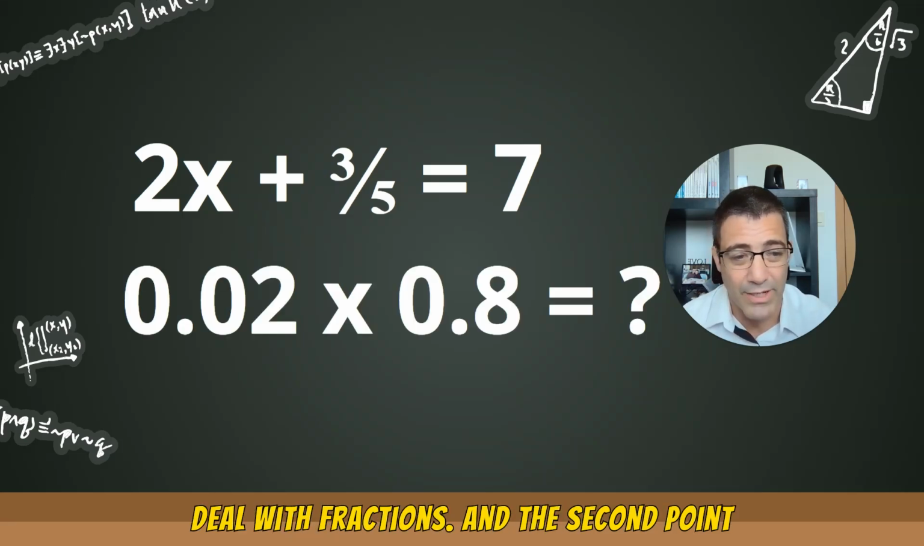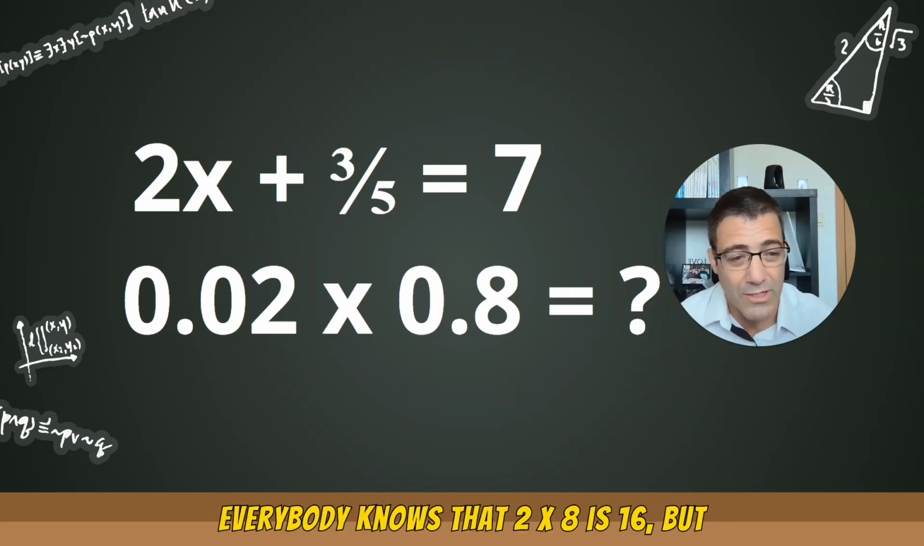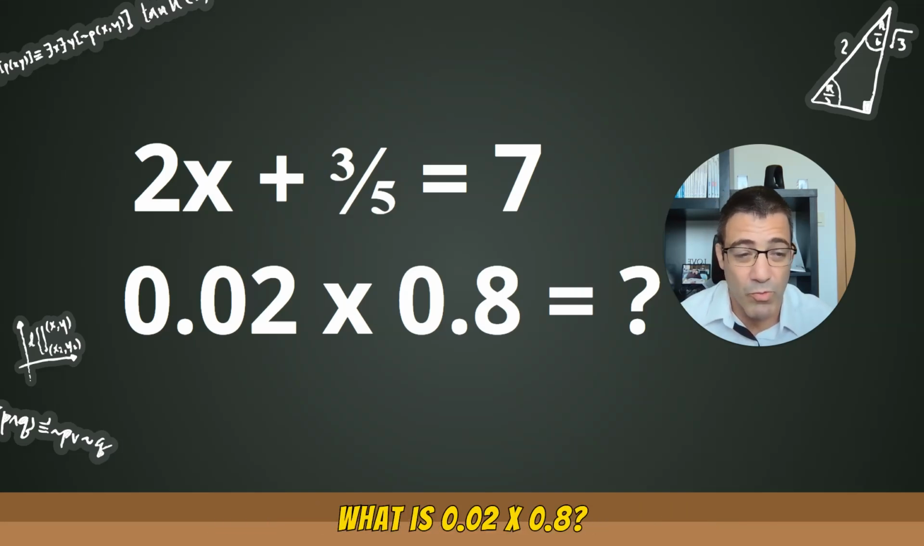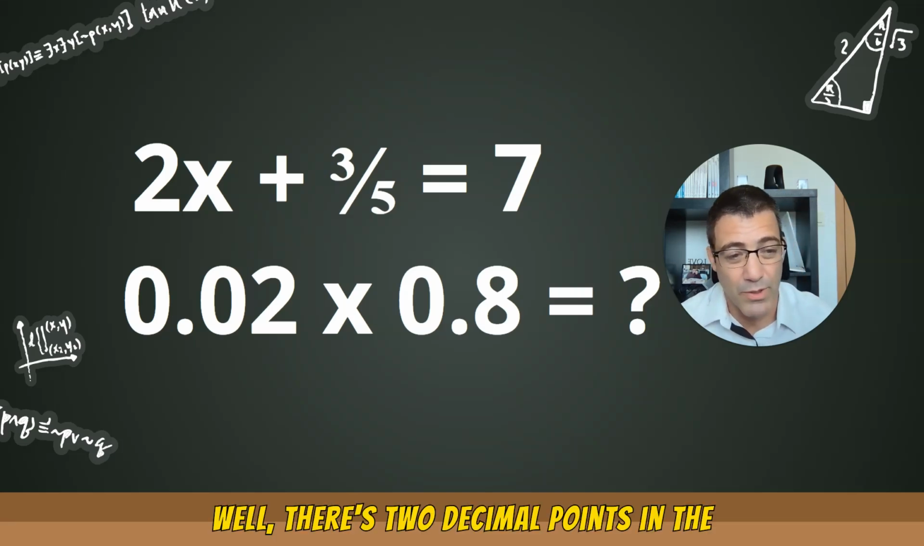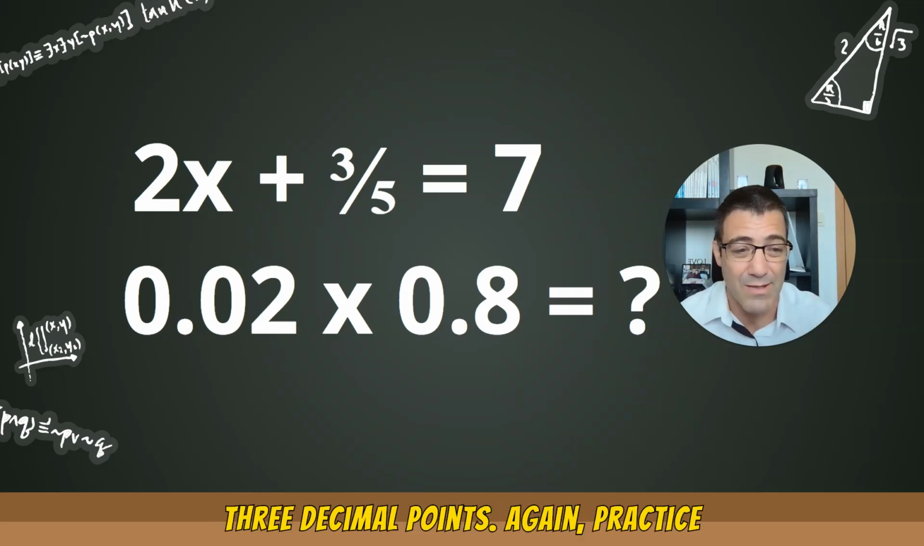And the second point in this tip is how we multiply decimals. Everybody knows that 2 times 8 is 16, but what is 0.02 times 0.8? Well, there's 2 decimal points in the first one and 1 decimal point in the second one, so the answer should have 3 decimal points.